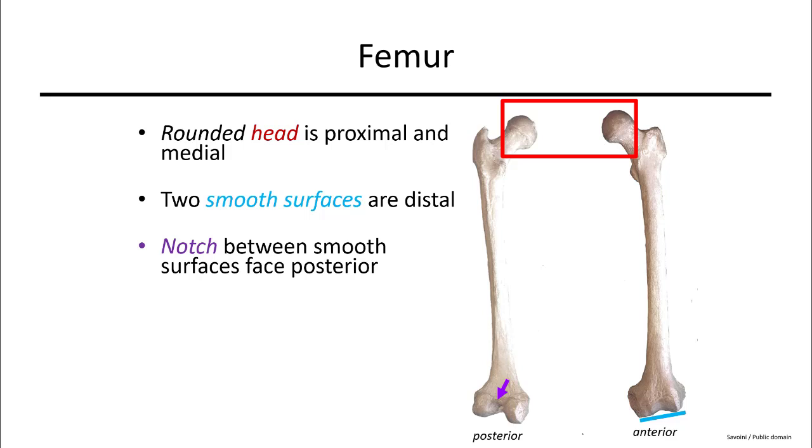We have two smooth surfaces that are distal. The smooth rounded surfaces are known as condyles. Notice on the two smooth surfaces there is actually a notch between the two that makes a bit of a U. That notch is going to face posteriorly.